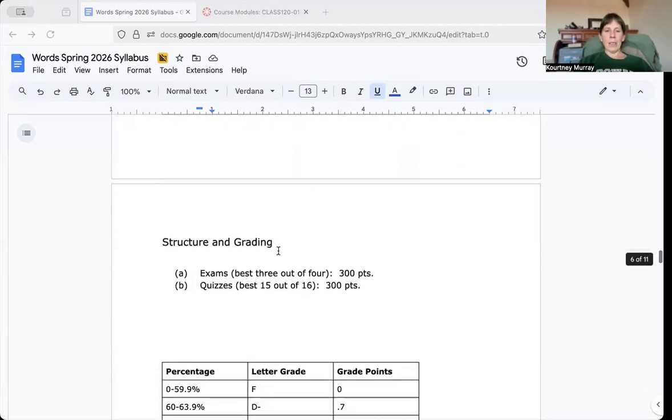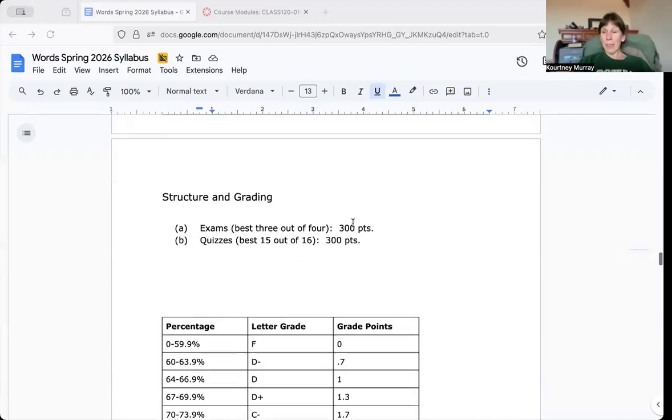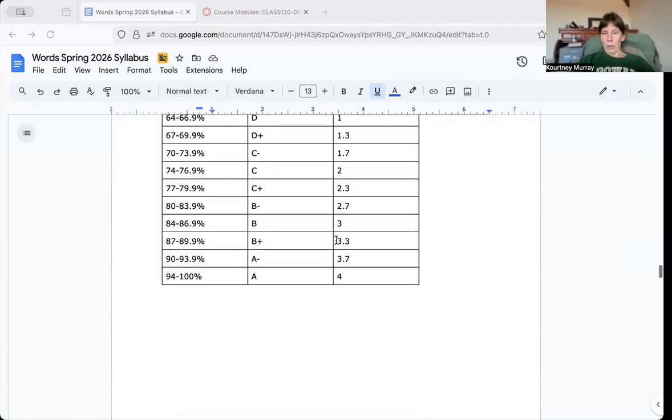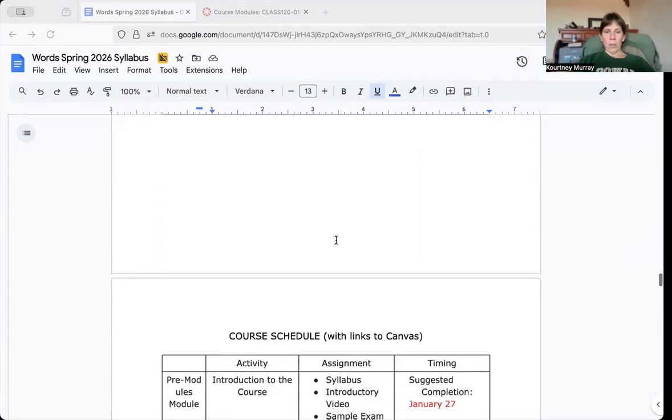All right. So here we go. Pretty simple grading structure in this class. Best 3 out of 4 exams is 50% of your grade. Best 15 out of 16 quizzes is 50% of your grade. No more complicated than that. And here's a pretty standard grading structure.